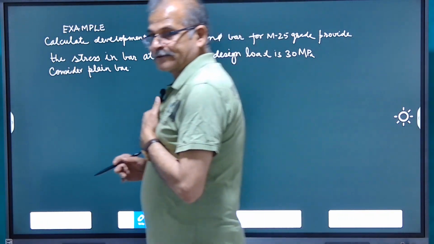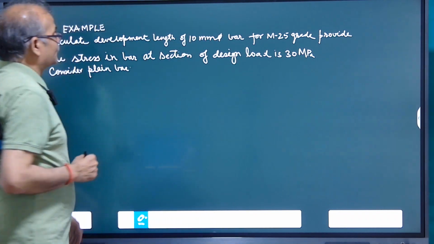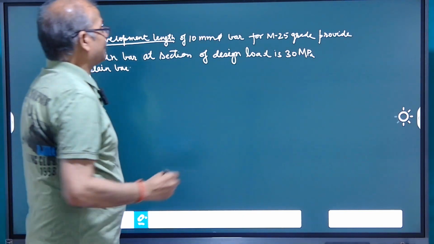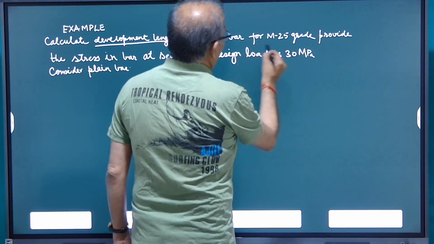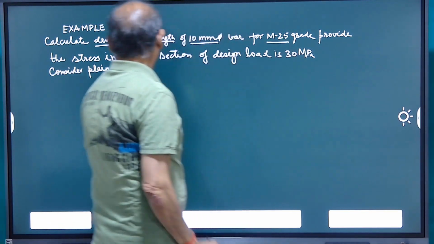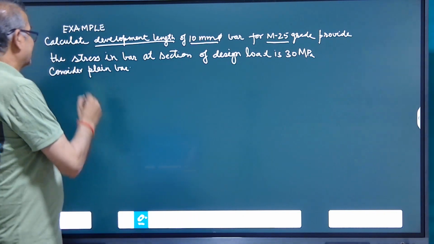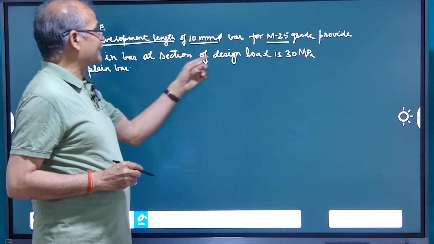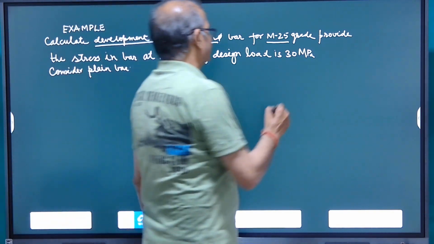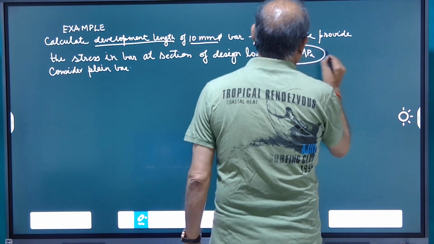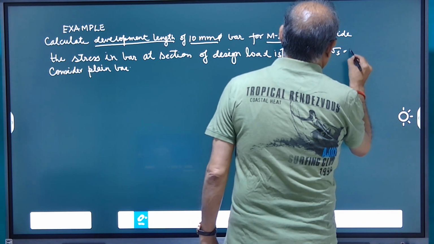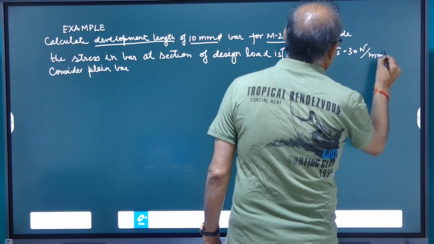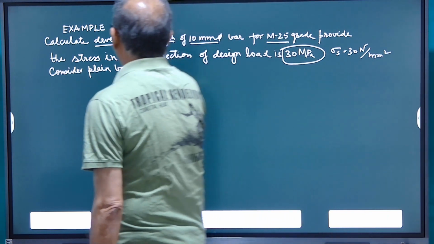Now let us solve one question. Calculate the development length of a 10 mm dia bar for M25 grade concrete, given that the stress in bar at section of design load is 30 MPa. Sigma s is already given, 30 Newton per mm square. So find out the development length.